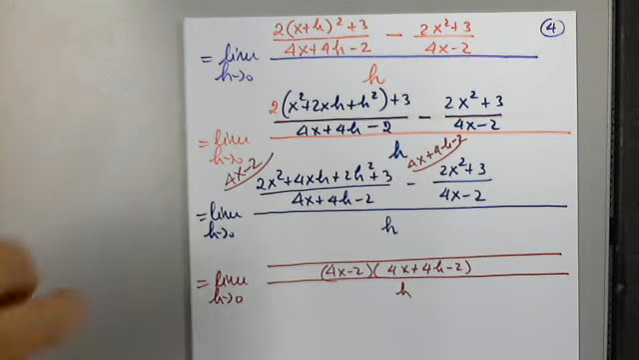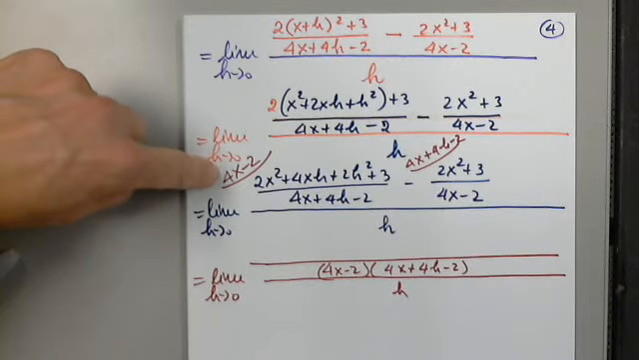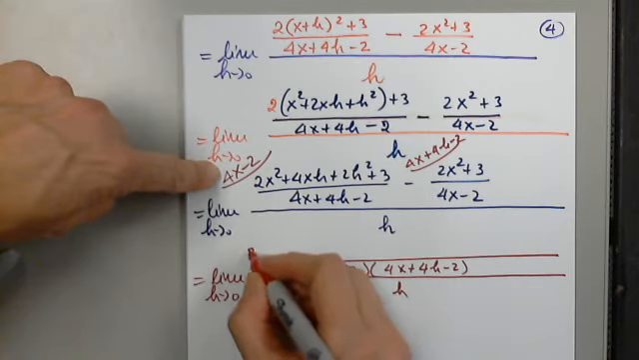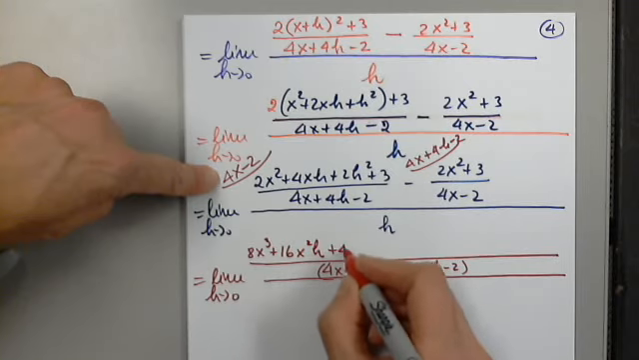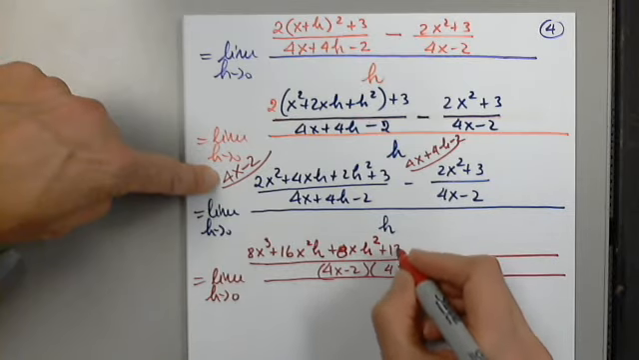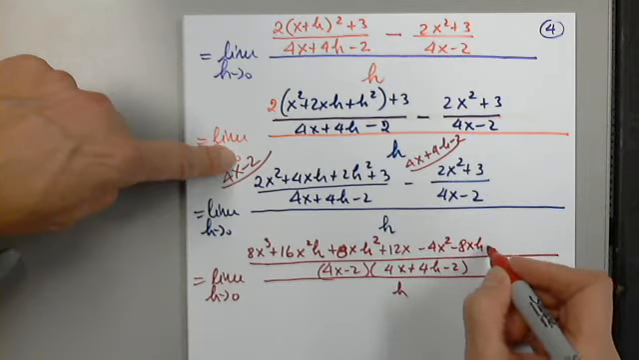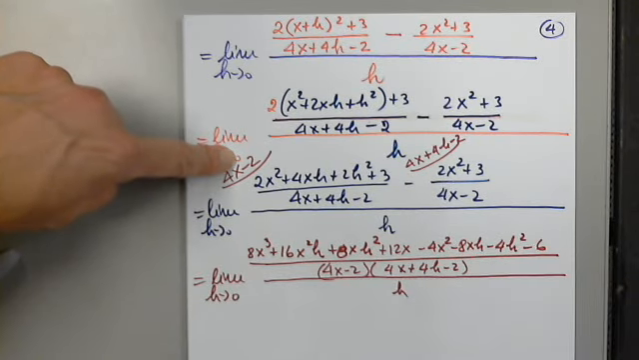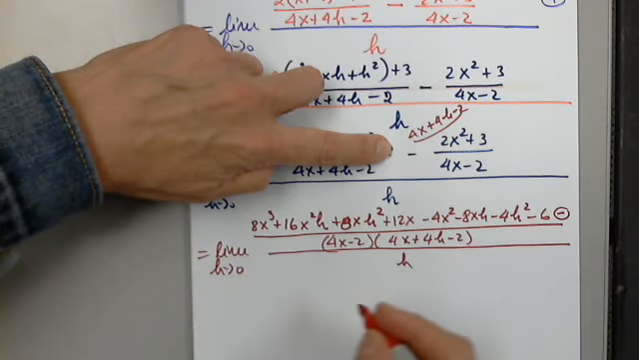It's good. So 4x times 2x squared. As you know, I will always run out of room, so I'm going to write on the top. So 8x cubed plus 16x squared h plus 8x times h squared plus 12x minus 4x squared minus 8xh minus 4h squared and minus 6. And of course, as I expected, I ran out of room. So now I'm going to continue here. So this piece continues here.